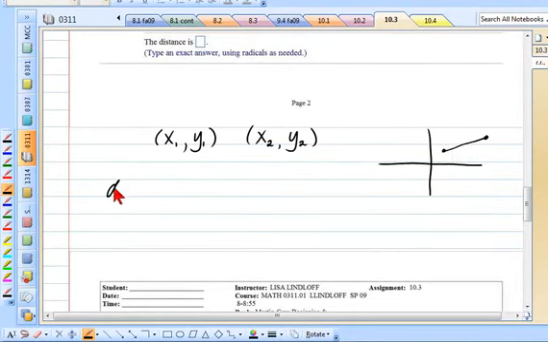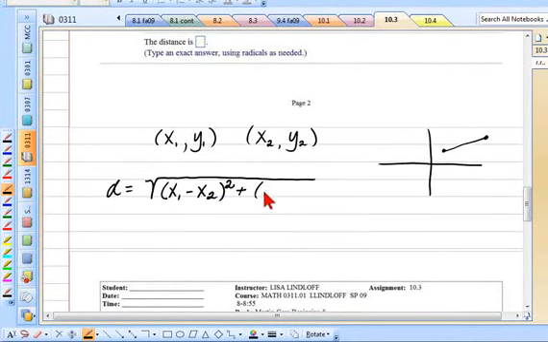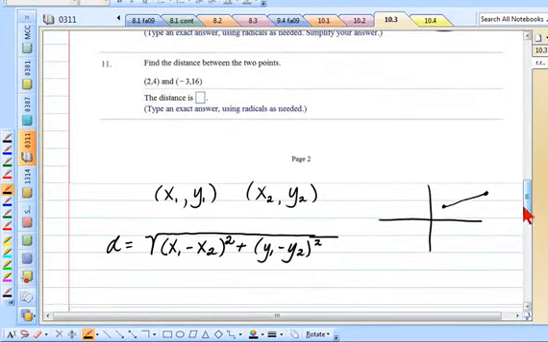Here's the formula. Distance is equal to the square root of x1 minus x2, quantity squared, plus y1 minus y2, quantity squared. You're going to want to write that formula down, and I don't think it's on your blue sheet, so you may add it to your blue sheet. All right, I'm going to use that formula to find the distance between these 2 points.